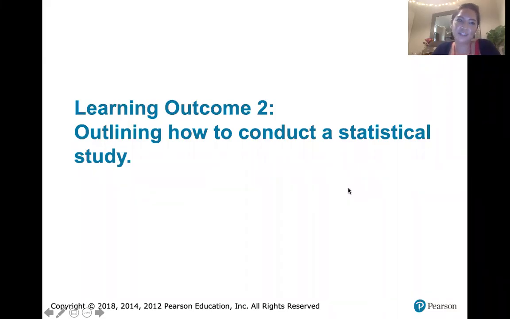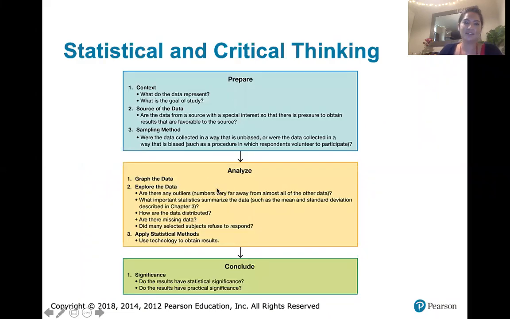In this video, we're going to look at learning outcome number 2 from section 1.1, which is outlining how to conduct a statistical study. So this is the outline from the Triola textbook. I'm not going to read it to you, but I will say that the big picture is this.